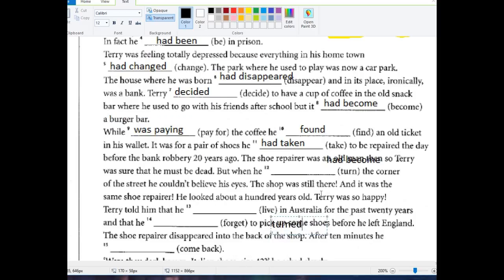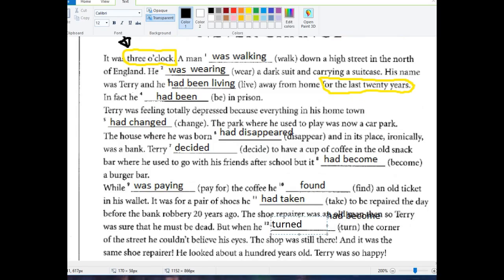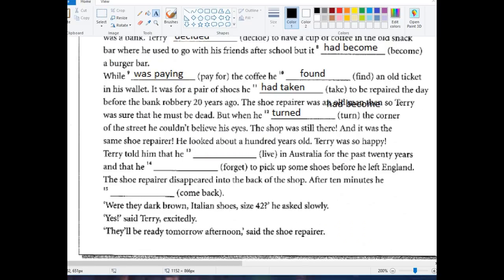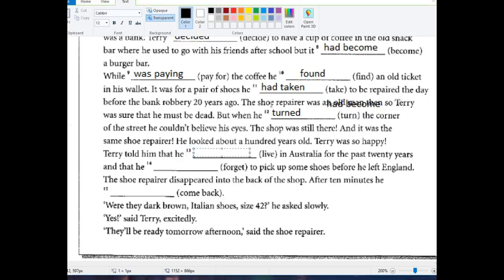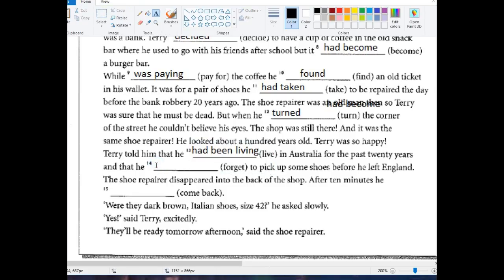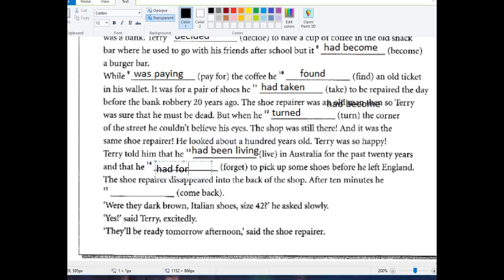He looked about 100 years old. Terry was so happy. Terry told him that he had been living in Australia for the past 20 years. Again, this was before 3 o'clock. And that he had forgotten to pick up some shoes before he left England. He had forgotten it before he left England. So this was a long time ago as well. It was before 3 o'clock, so had forgotten.